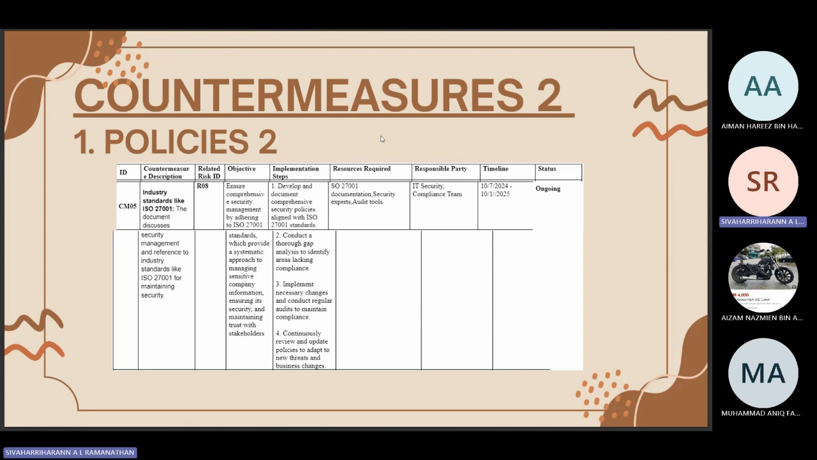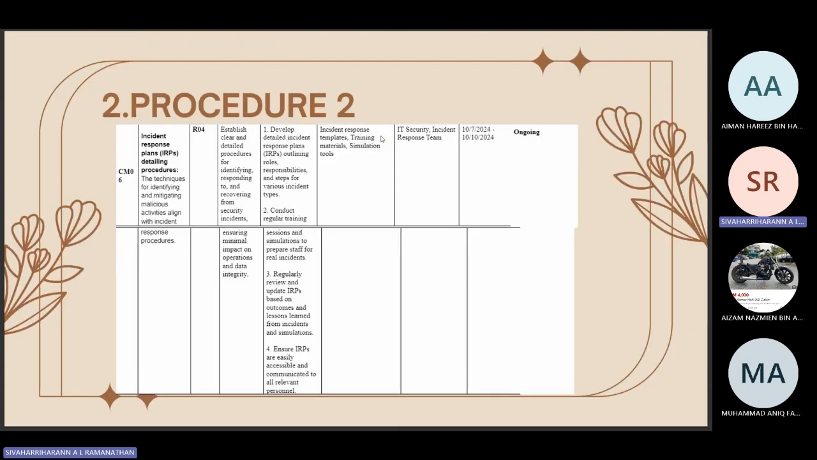So the resource required is ISO 27001 documentation, security experts and audit tools. Responsible party is IT security compliance team. Timeline is 10 July until 10 January 2025. Status is ongoing.